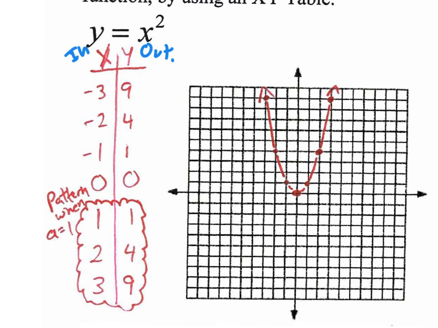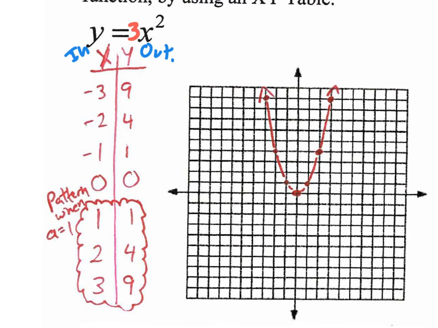What if my a value had been a 3 right there? What would happen? Instead of when I plug in a 1, I'd get 1 squared times 3. So that 1 would become a 3, right? If I plugged in a 2, 2 squared is 4, 4 times 3, that 4 would become a 12, right? So you could still use this pattern of 1, 1, 2, 4, 3, 9, but you have to modify the outputs according to your new a value.